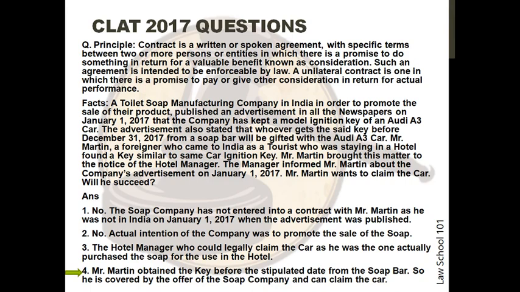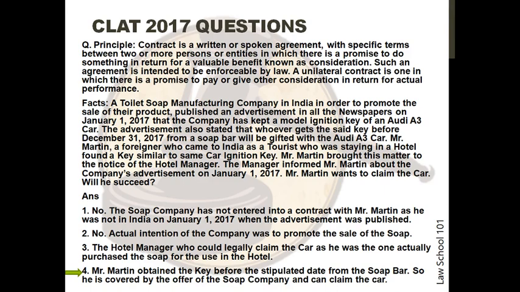The correct answer choice is 4. The last option. According to the principle, the advertisement was a unilateral contract, consideration being the Audi A3 car in return for the performance of finding a key. The sales were promoted and this was the benefit for the soap company. Now the fact situation makes clear that getting the key suffices to fill the requirement.